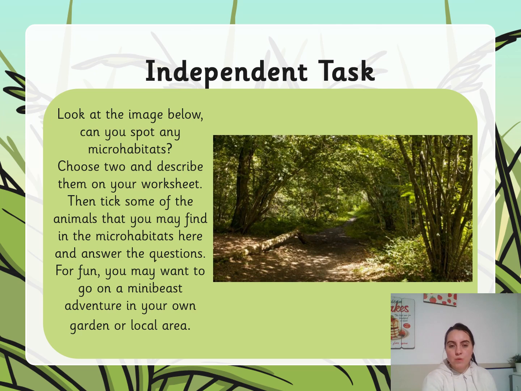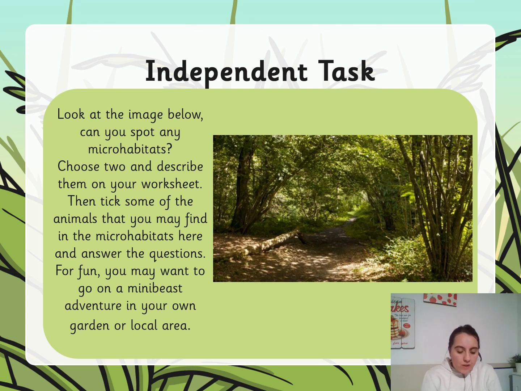Now what I would like you to do is I want you to choose 2 of them, okay? And I want you to give me a sentence about them. So I want you to describe that microhabitat, okay? Now I'm going to give you 2 now. So if you're really struggling for some ideas, maybe you could magpie one or 2 of mine.